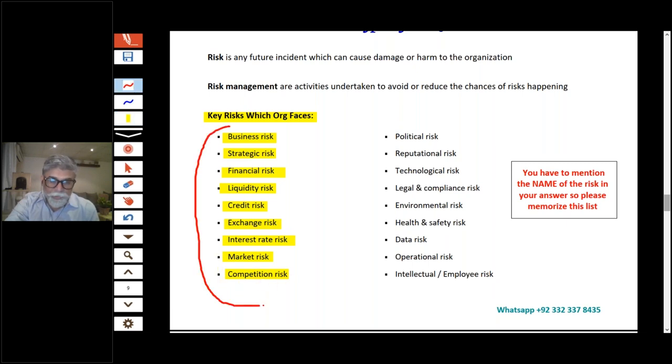My friends, any questions from this list? Market risk is generally the stock exchange. Yeah, if it's your own share, then yes, it could be due to financial risk. I cannot repeat every risk again. You guys are sleeping or what?